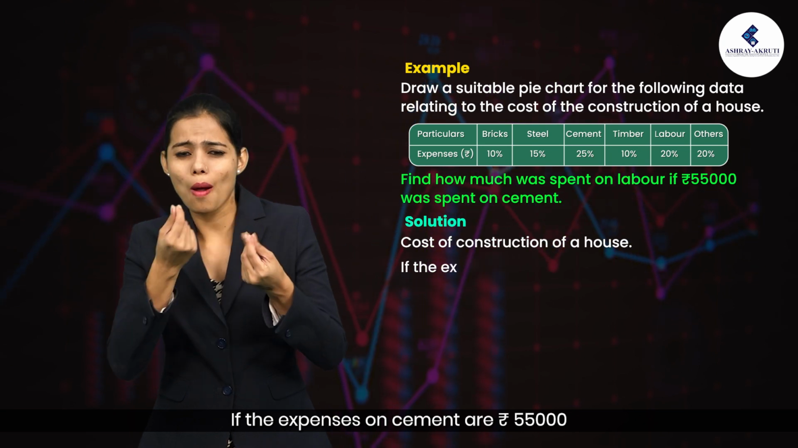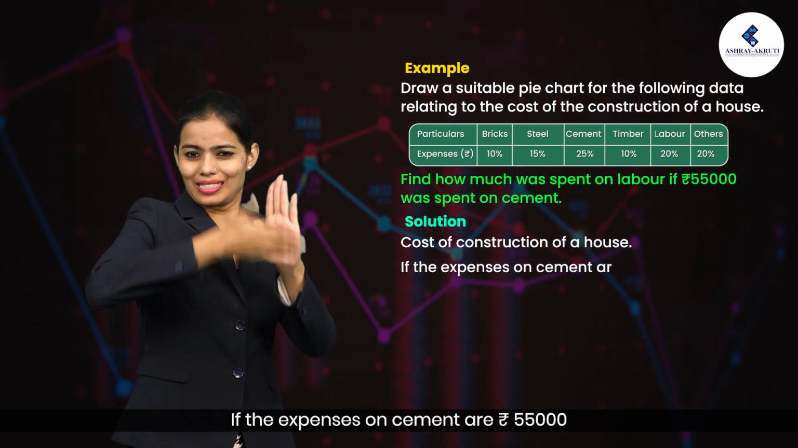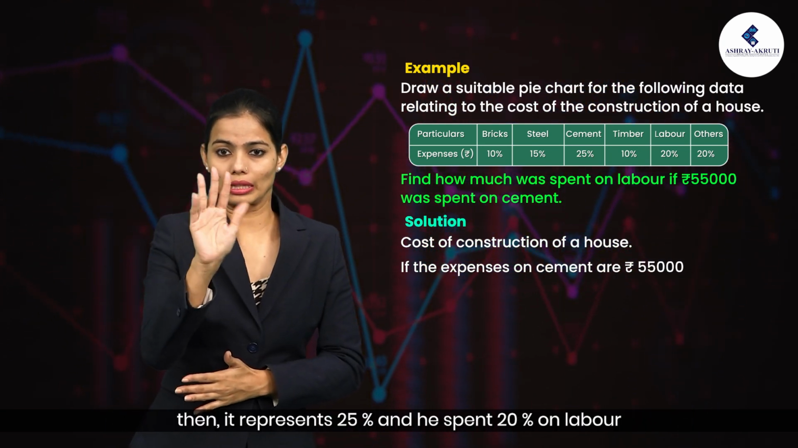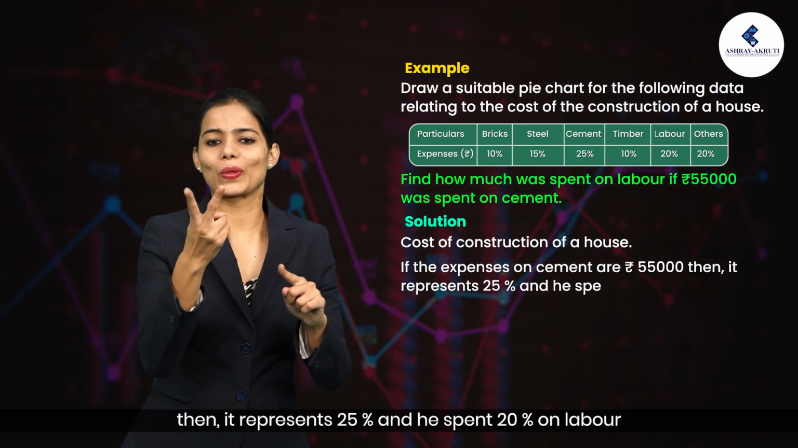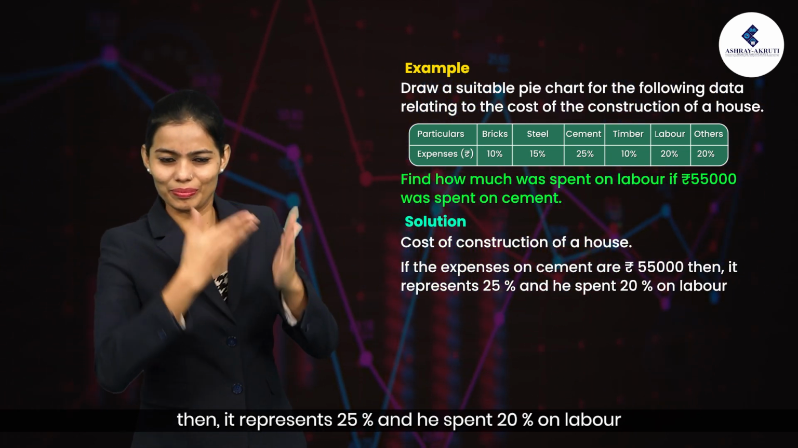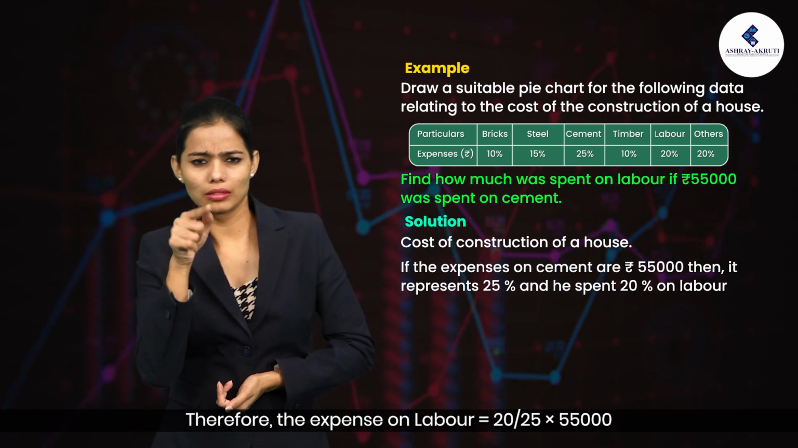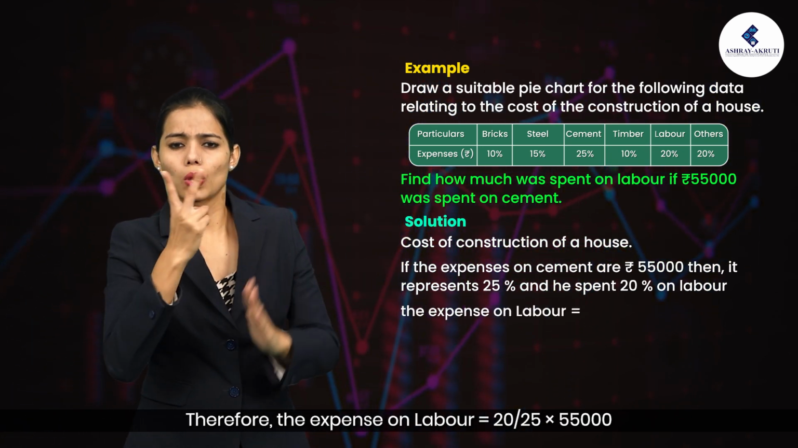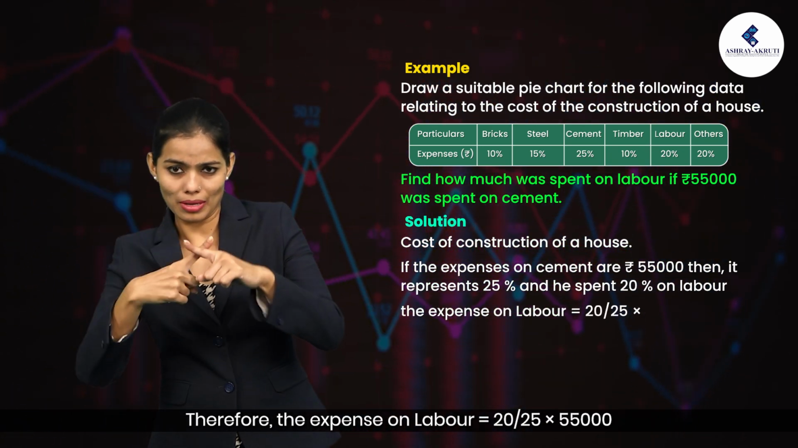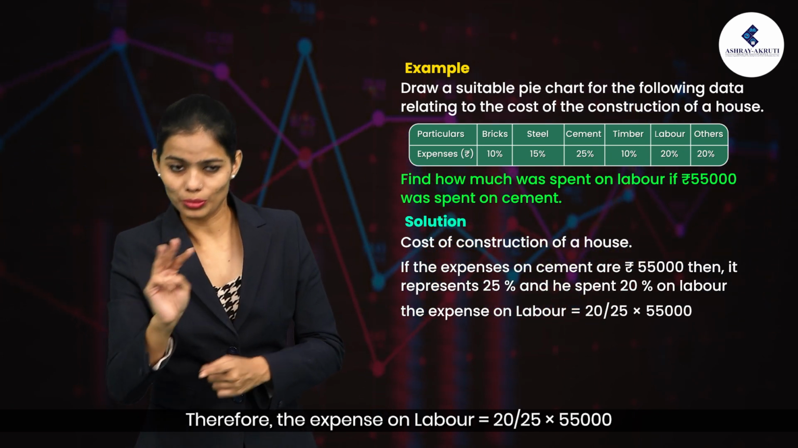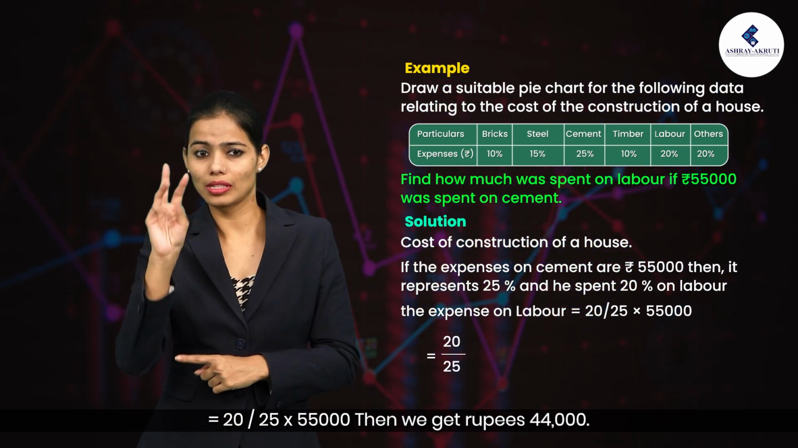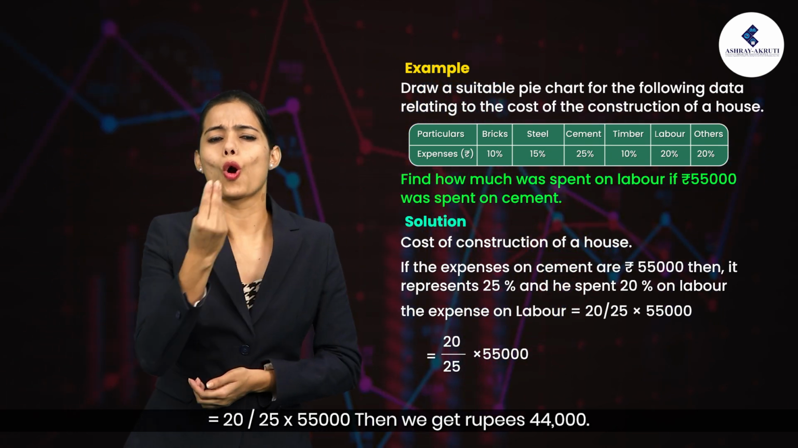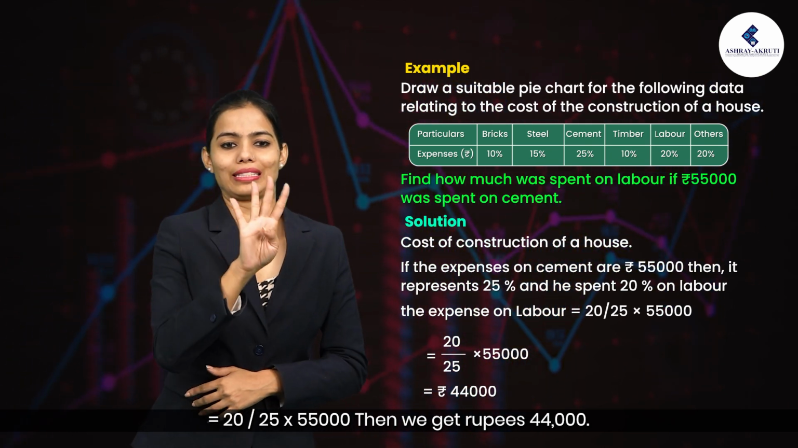If the expenses on cement are rupees 55,000, then it represents 25% and he spent 20% on labor. Therefore, the expenses on labor is equal to 20 by 25 into 55,000. Then we get rupees 44,000.